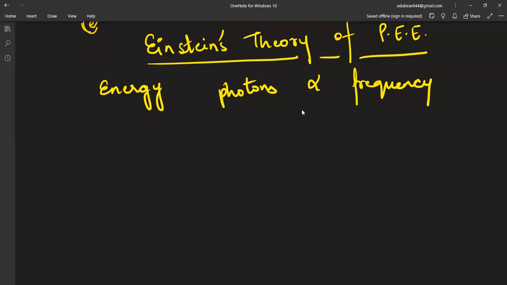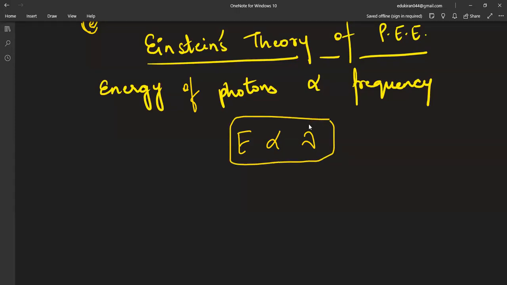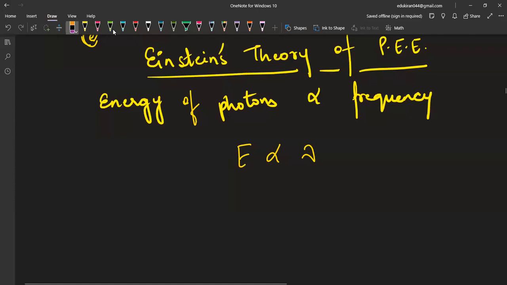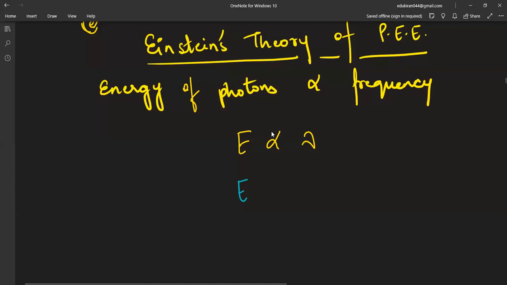So basically Einstein mentioned the fact that the energy of photons is directly proportional to frequency. This means the energy of the photons is directly proportional to frequency. But now we know that without a constant, we won't be able to solve this, right? So how do we remove the proportionality sign in mathematics? We put an equal to sign with a constant. So here the constant that comes is h.